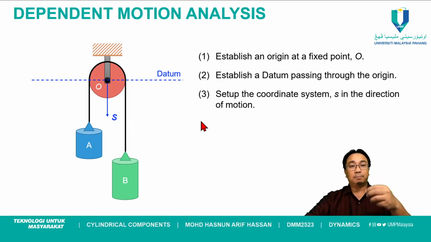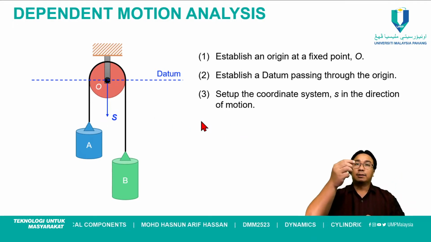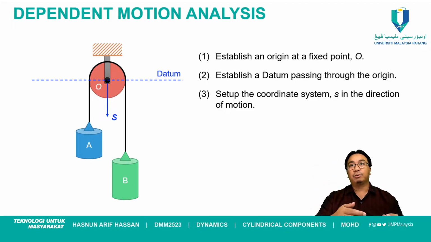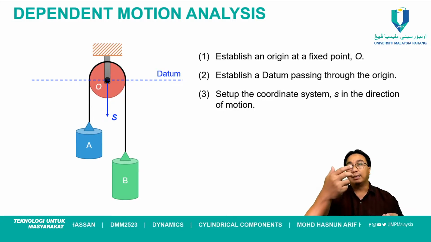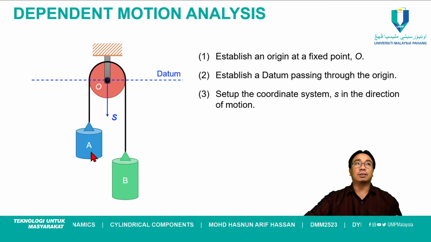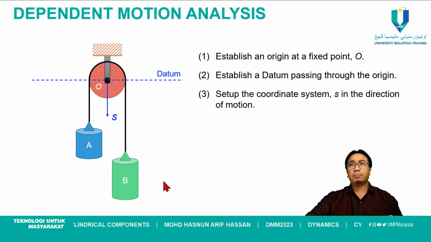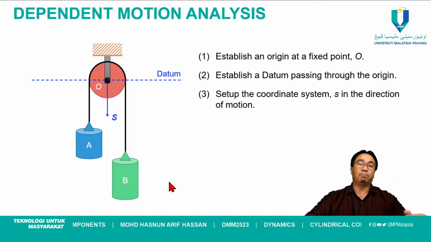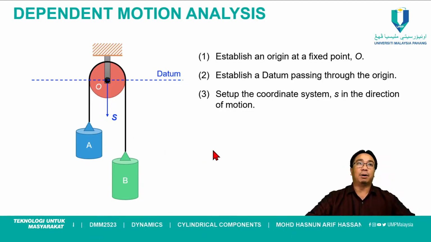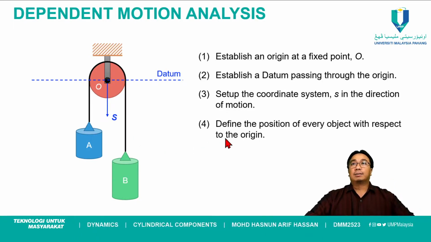Dan dia mengikut motion object tersebut. So currently object B is moving down, so kita define S ini ke bawah. Boleh juga nak define S ke atas positif mengikut motion A, dan nanti pun akan dapat jawapan yang sama sahajalah. Okay, so in this case, in my example, I define the coordinate system pointing down ke bawah. Okay, step number 4, define the position of every object with respect to origin.